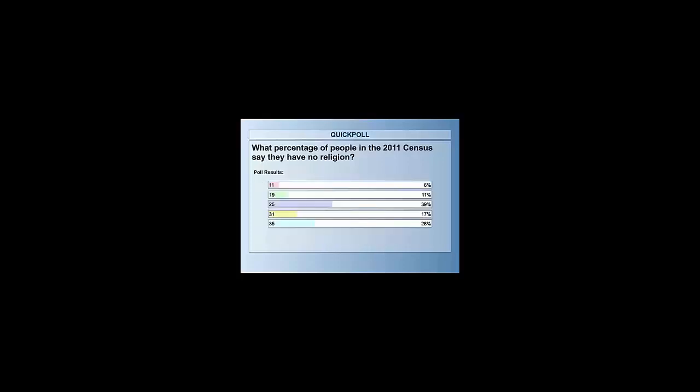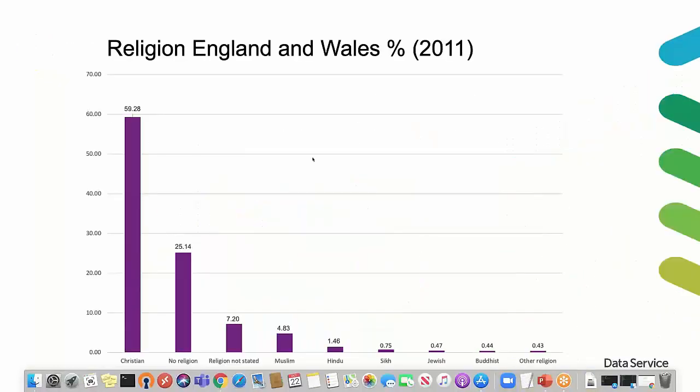Okay, the majority answer there is 25% with 39%, and 28% of you say 35% of people have no religion. This is the output for the 2011 census for England and Wales. 25% said they had no religion, 0.31% said they were Jedi Knight, and 0.01% said they followed the religion of heavy metal.